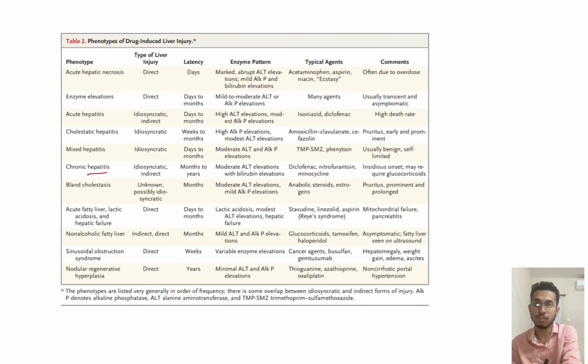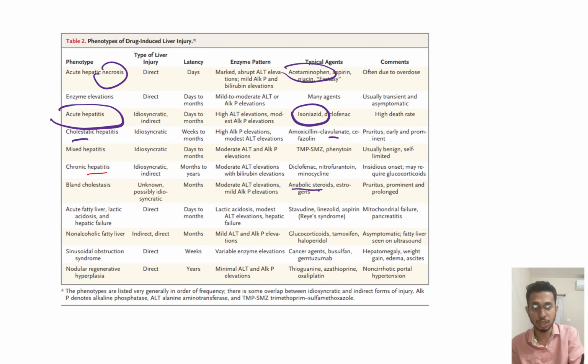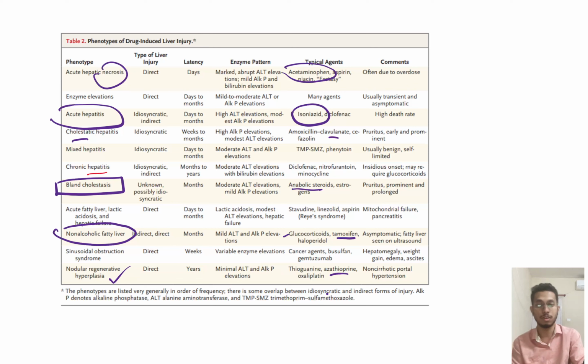Now, in case of drug-induced liver injury, different patterns of injury based on the drug used can be seen in histopathological examination. For example, a cholestatic pattern is seen in amoxiclav, amoxicillin-clavulanic acid. In isoniazid, which is very commonly asked, an acute hepatitis pattern is seen. In paracetamol, there is necrosis. With anabolic steroids, there is bland cholestasis, whereas glucocorticoids or tamoxifen result in a picture similar to non-alcoholic fatty liver, which I have just discussed, and nodular regenerative hyperplasia is seen in azathioprine. Alright, these are the important drug-induced liver injury phenotypes.